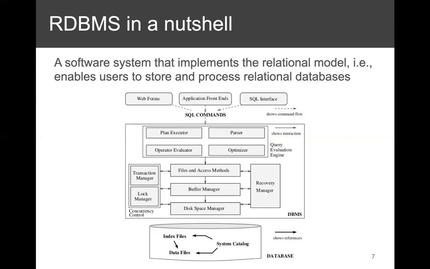Here's a diagram from a textbook. This is what an RDBMS looks like. It has multiple components to convert your SQL query into code that executes on the data files that sit on your secondary storage disk. Okay, so we'll walk through each of these components in CSE132C, starting with the lowest level, which is the storage, through the memory management, through file management, through query evaluation and optimization.